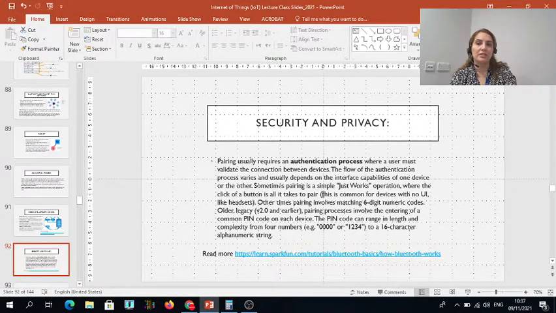Recently, when I was installing my camera, I had one of those devices that required a very long code to be entered to have that connection done, because it was replacing my webcam. So you might have that kind of security in place when you're connecting your Bluetooth device to another device. In my case, it was my laptop. But sometimes it's just a matter of clicking on a confirmation button just to make sure that you're happy with that connection.